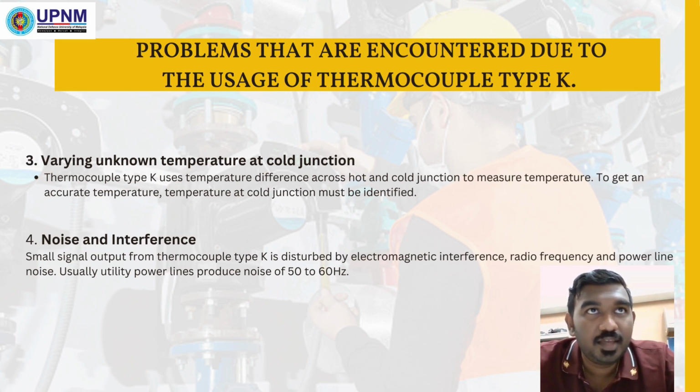Next is noise and interference. The small signal output from thermocouple type K is disturbed by electromagnetic interference, radio frequency, and power line noise. To ensure accurate temperature measurements, we need to solve this problem. First, proper shielding and grounding of thermocouple wires are essential to minimize electromagnetic interference. Using twisted pair cables with a grounded shield can significantly reduce the impact of external electrical noise. Additionally, running thermocouple wires separately from power and control cables prevents noise induction.